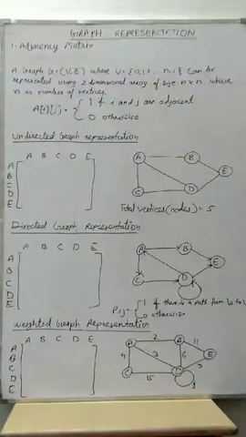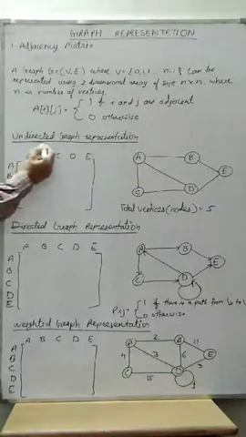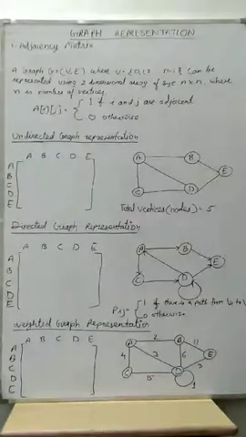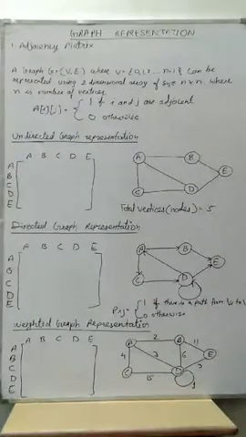First, we discuss undirected graph representation. The adjacency matrix of an undirected graph is always a symmetric matrix, meaning there is an edge from A to B and also from B to A.